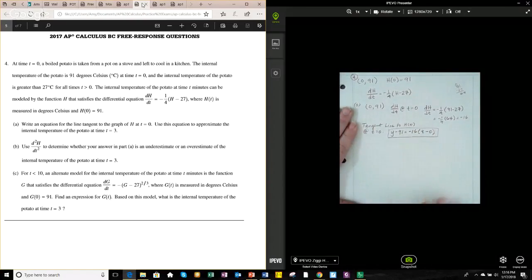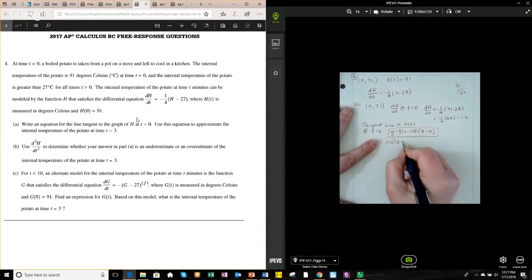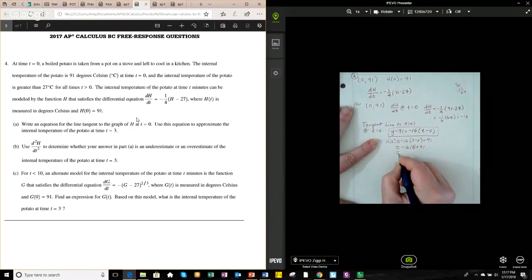And then I go back to the question to see if I've answered it all. It says, write an equation of the tangent line to the graph at t equals 0. Boom. Use this equation to approximate the internal temperature of the potato at t equals 3. So I'm going to say h of 3 is approximately negative 16 times (3 minus 0), and I'm going to bring the 91 over, plus 91. So that's going to be negative 16 times 3 plus 91. And that's approximately negative 48 plus 91, h of 3.